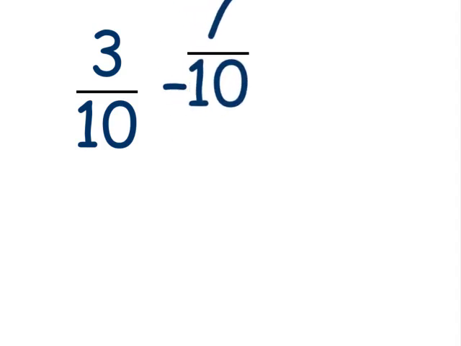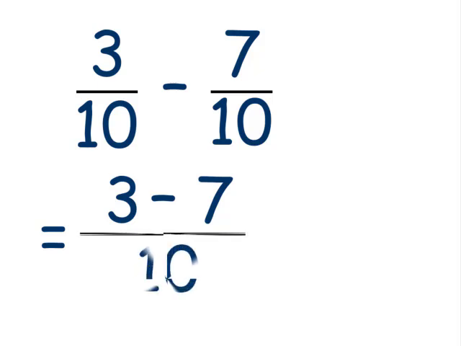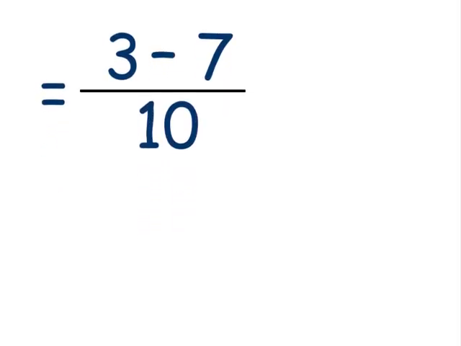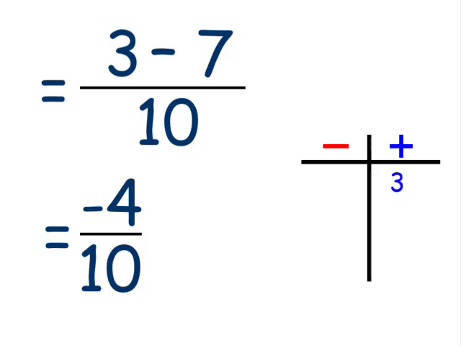3/10 minus 7/10. Since our denominator is the same, we can write it as 3 minus 7 all over 10. 3 minus 7 is -4, and we write that over 10. If you are having trouble subtracting integers, you can use the T-chart. Since the 3 is positive, it'll go on the positive side. The 7 is negative, so we'll put it on the negative side. So remember, we move the smaller one over and subtract. 7 minus 3 is 4, and since it's underneath the negative side, we know it's negative.